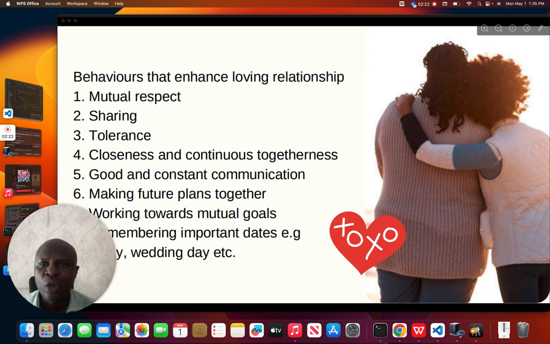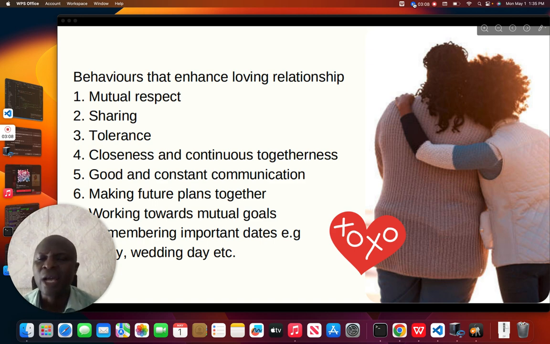Another behavior that enhances loving relationship is through sharing. You see, when you love somebody, you must be ready to share. Share your ideas, share material things that will really make you to be a good person, that will really make you to be a good citizen. Remember, the person you are trying to relate with is coming from a different background, just the way you two are coming from a different background. Now, when you are not ready to share things with that person, then you are not behaving in a way that shows that you love or you care for that person.